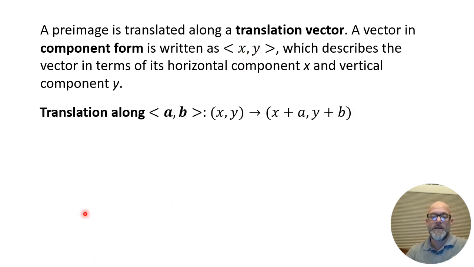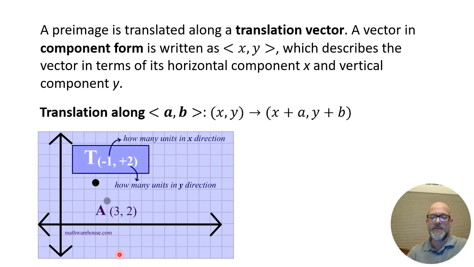All right, if you want to have an object translated along the translation vector <a, b>, here's what you do. You take that point (x, y) and you add the a portion of the translation vector to x and the b portion of the translation vector to y, and that gets you a new point. (x, y) maps to (x plus a, y plus b). Right? How far did (x, y) move? It moved a to the right and b up. So (x, y) lands at (x plus a, y plus b).